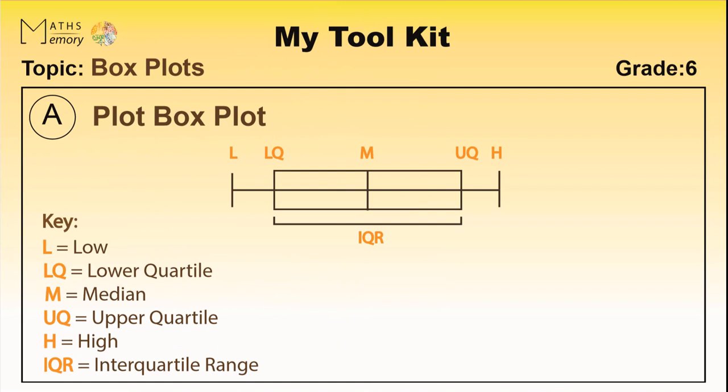So let's go back to our toolkit pod A on our revision card, and let's write the key aspect that you've learned so far: how to plot a box plot with these five key statistics: the low, the lower quartile, the median, the upper quartile, and the high, and also the box representing the interquartile range, 50% of the data around the median. So write this down on your revision card on section A, and this will give you a good starting point for the rest of the lesson.